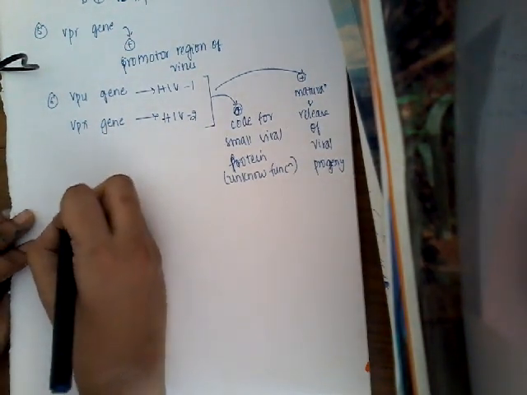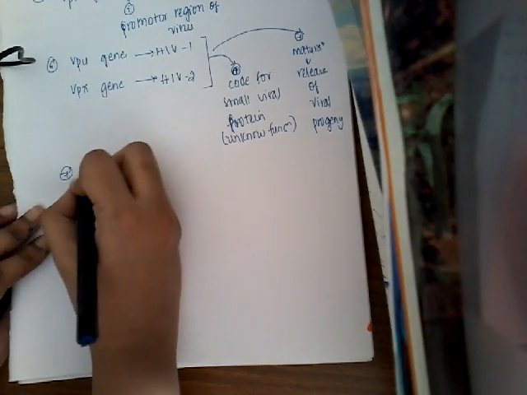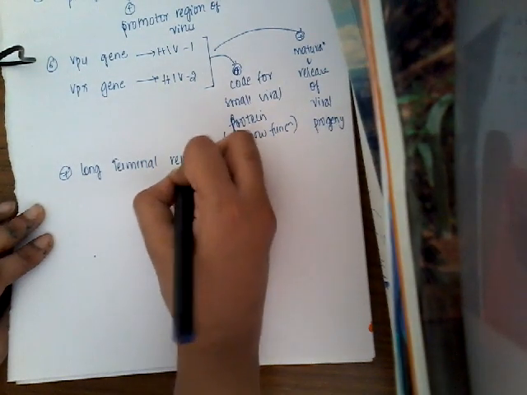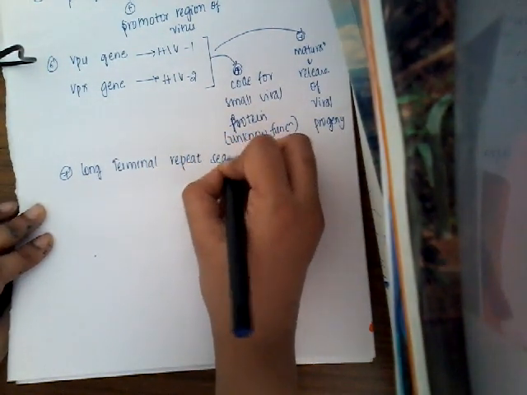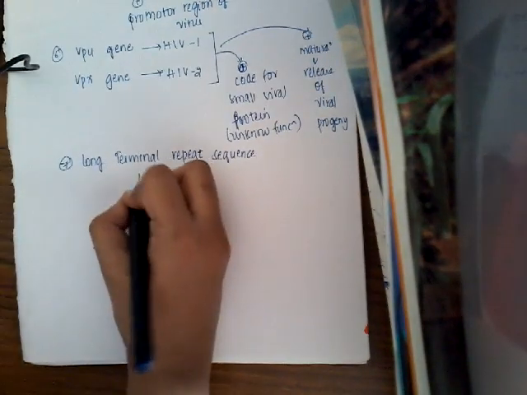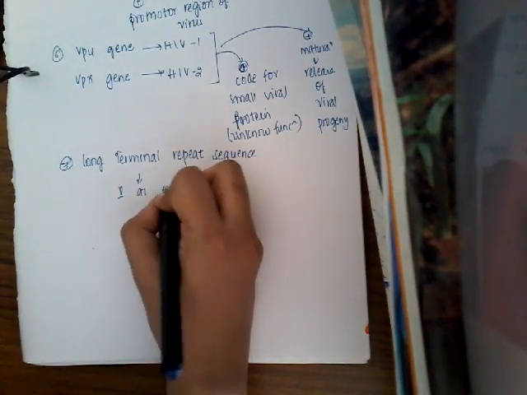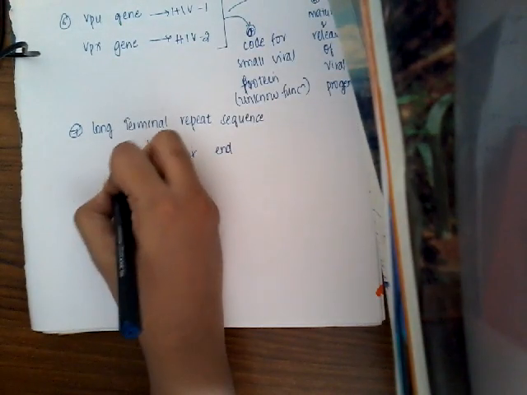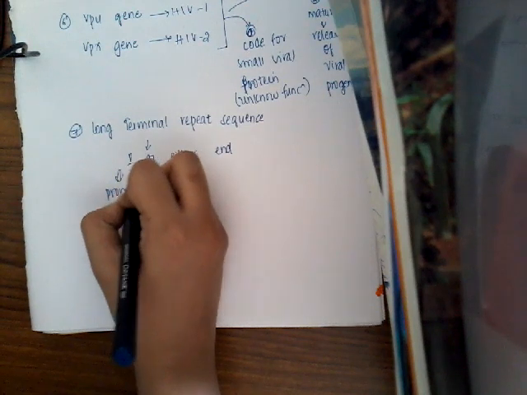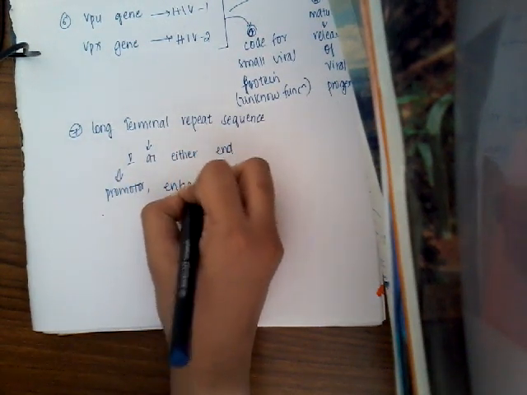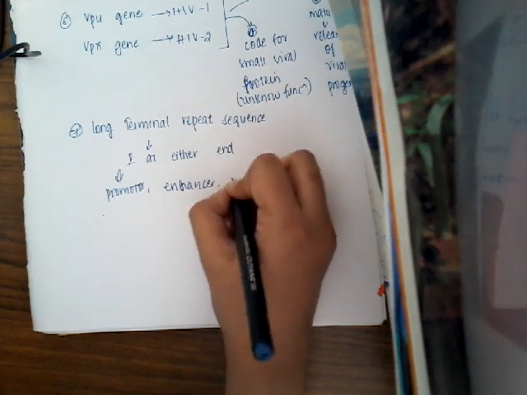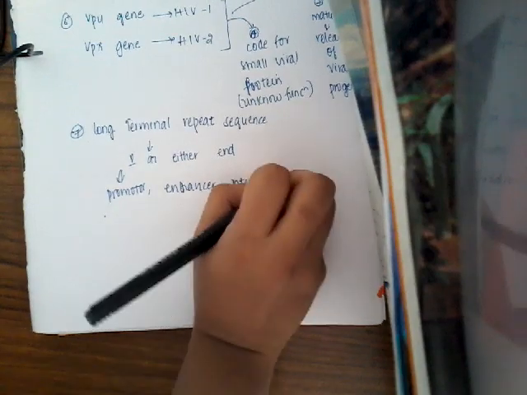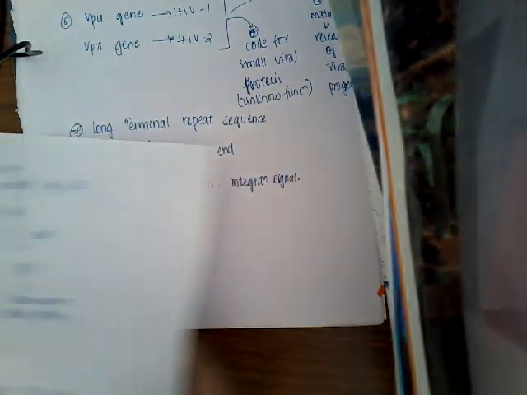Then there are also sequences called long terminal repeat sequences. These are present one at either end, and they provide promoter, enhancer and integration signals. So these are the different structural and non-structural genes which we see in HIV.